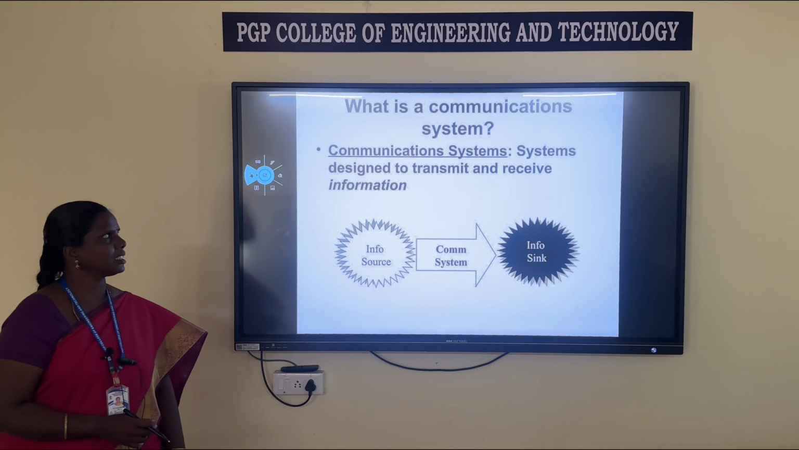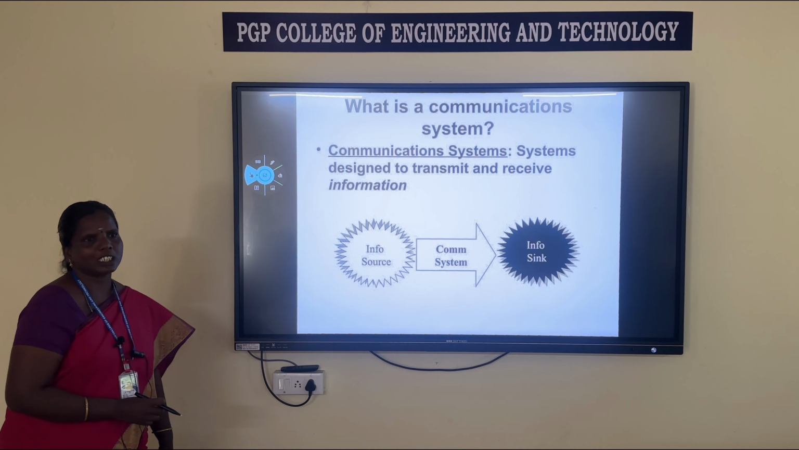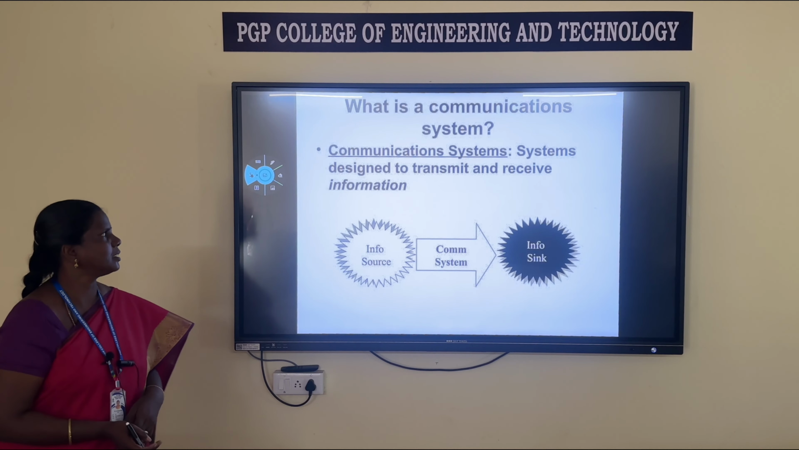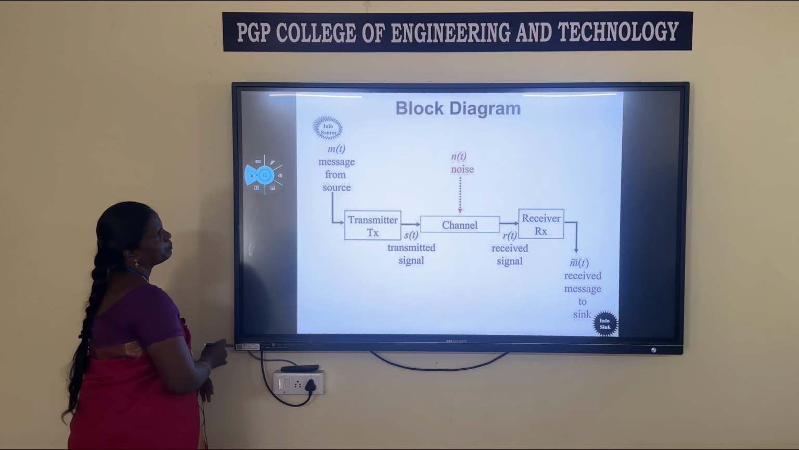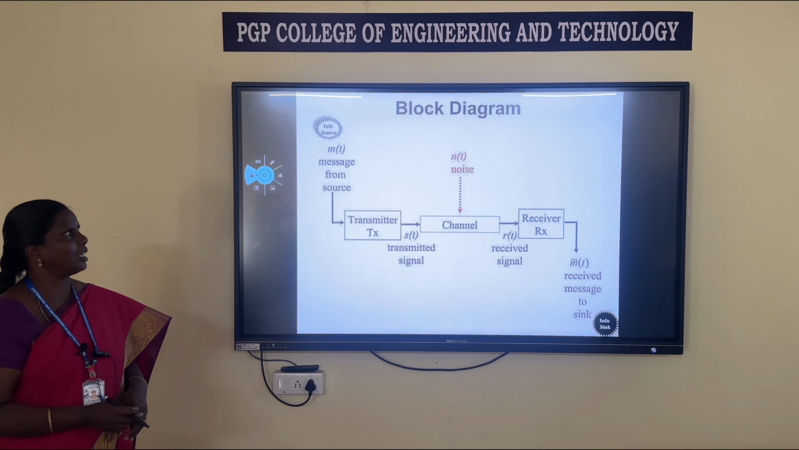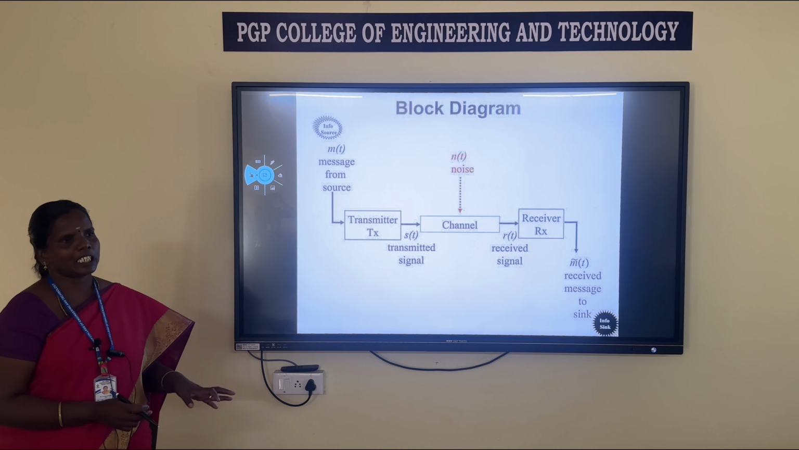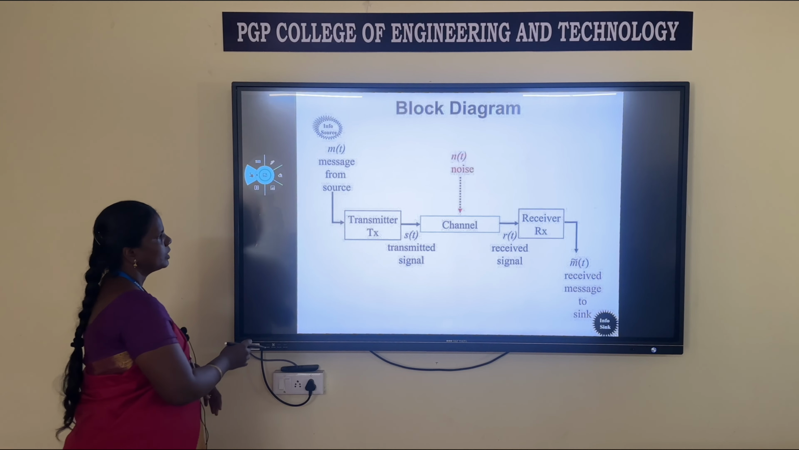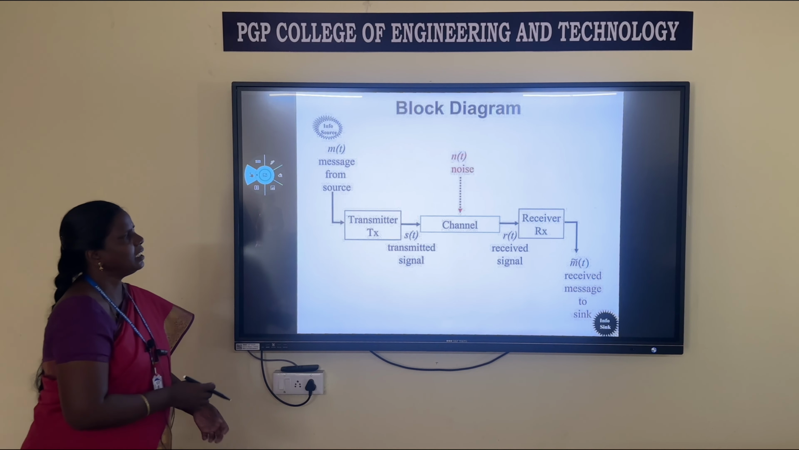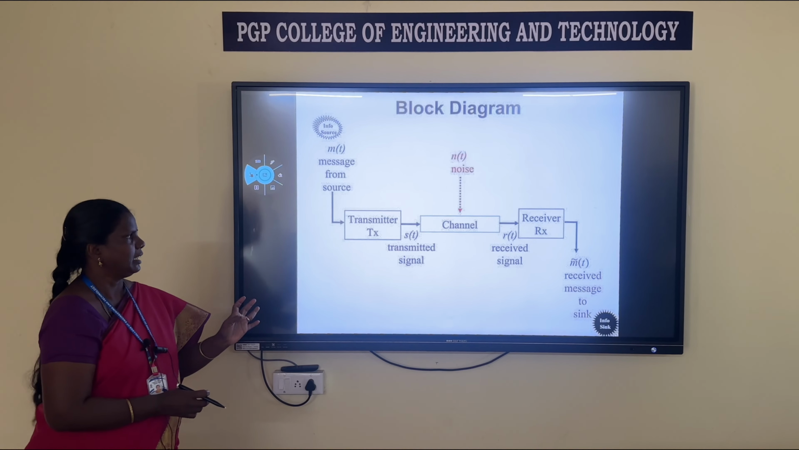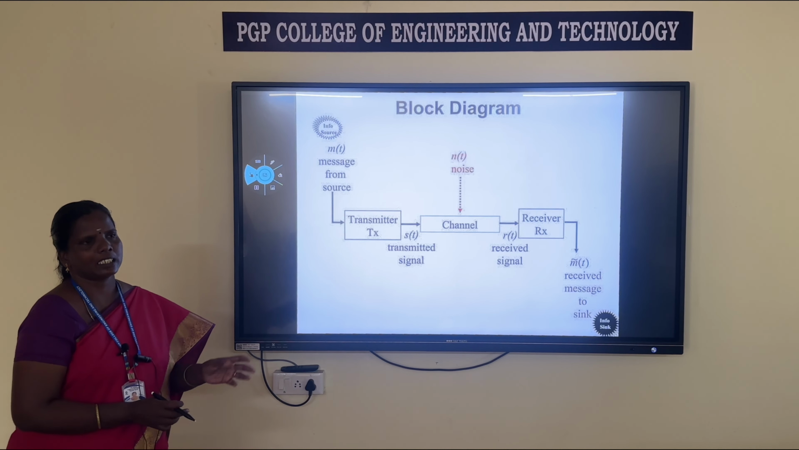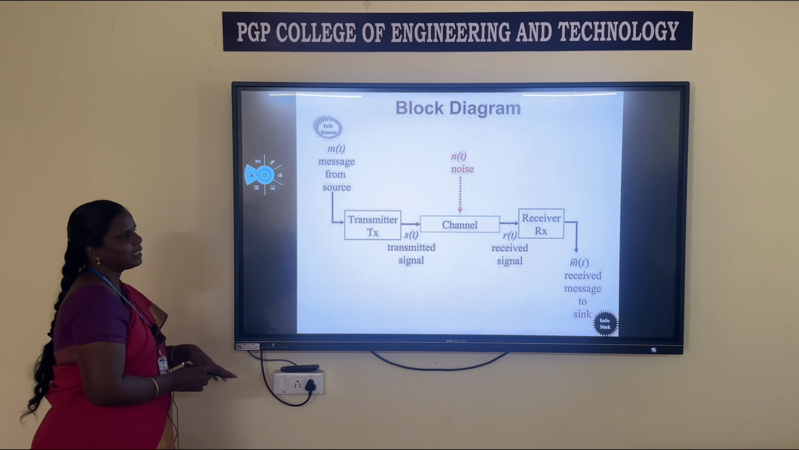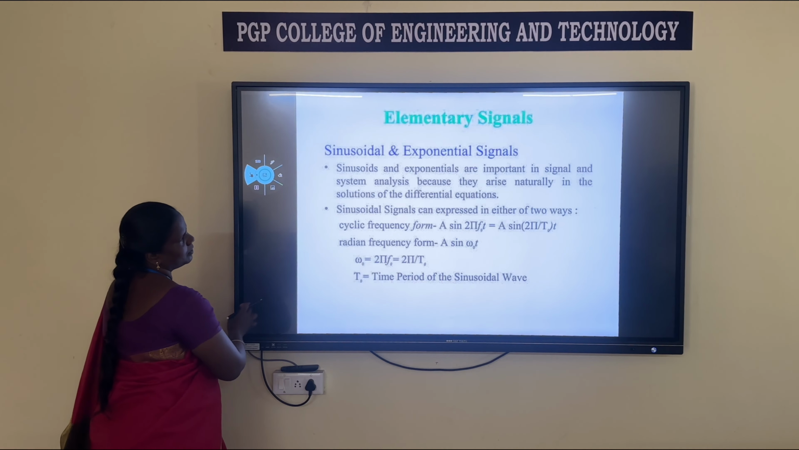What is a communication system? Communication is nothing but the exchange of information from one place to another place. This is the general block diagram of a communication system. It consists of a transmitter, channel and receiver. In the receiver we get the transmitted signal plus noise signal. The receiver is used to process the received signal and remove the noise. We can then transmit it to the destination.